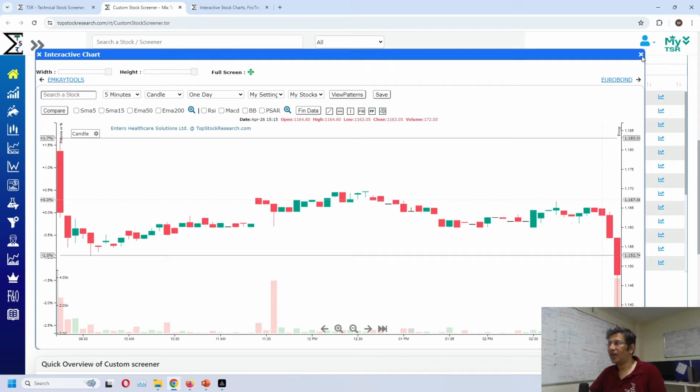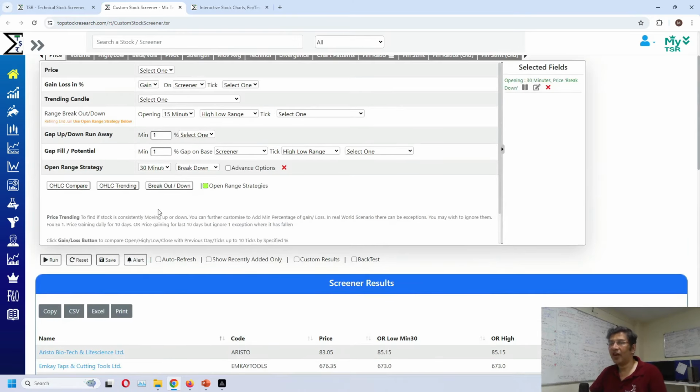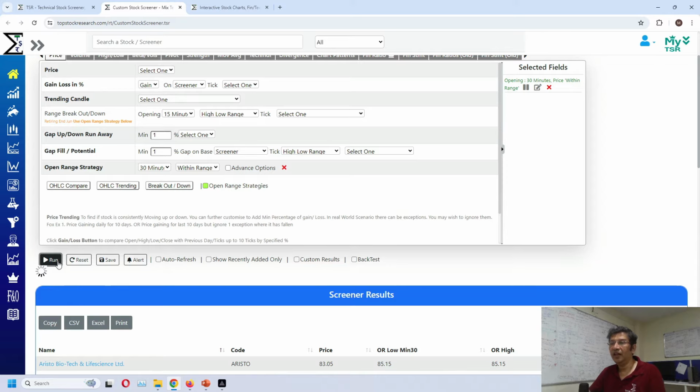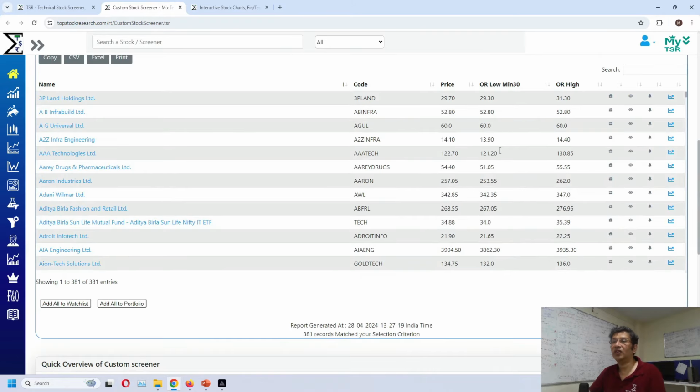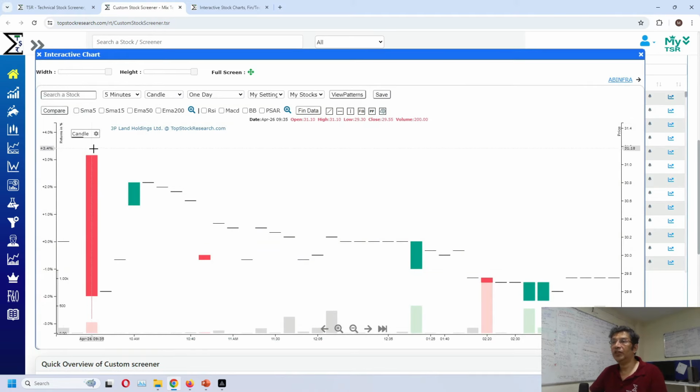Similarly, you have another built-in strategy, and when you see it in the live market, you'll see much better quality of stocks because the market is more volatile. Here what we are seeing is a static market, right, at the end of the day. The third option is within range. This helps you with consolidation, where the stocks are consolidating within that open range of 30, right? If you see, this was the open range and the market was completely out here.